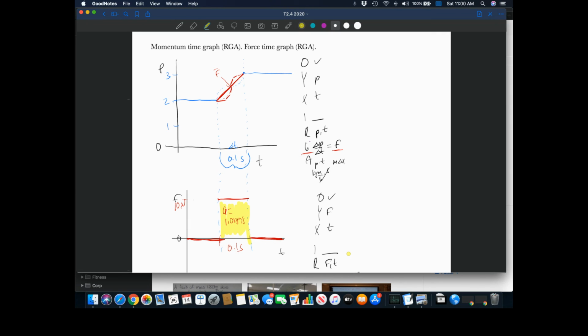So that concludes our introduction to impulse. And in our next episode, we are going to look at the rate of change of momentum over time in more depth.